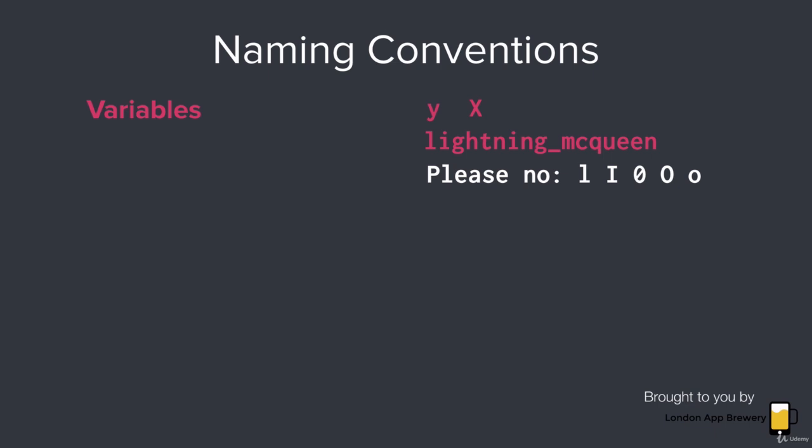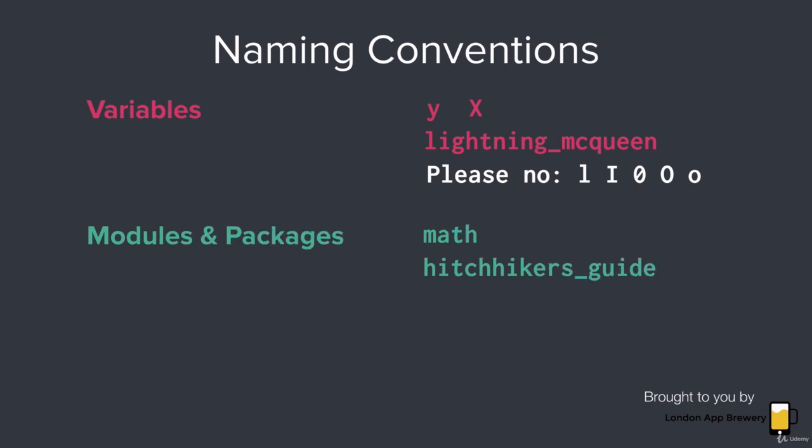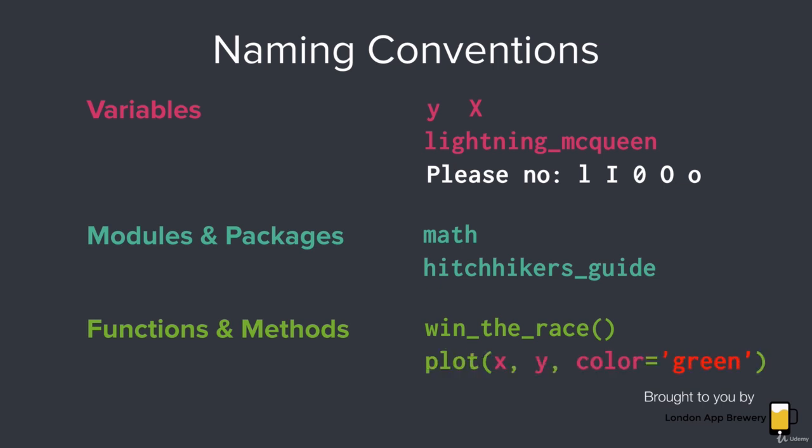Now, module and package names actually tend to follow the same naming conventions as variables. They're written in lowercase, and the longer names have the words separated, again, with an underscore. And again, for functions and methods, we typically use lowercase words separated by underscores as well. If the function in question has parameters, then the parameters tend to follow the same naming conventions as with variables.